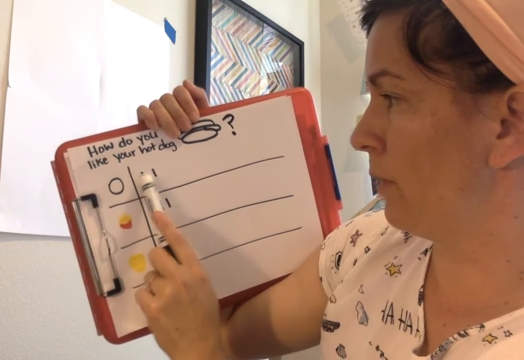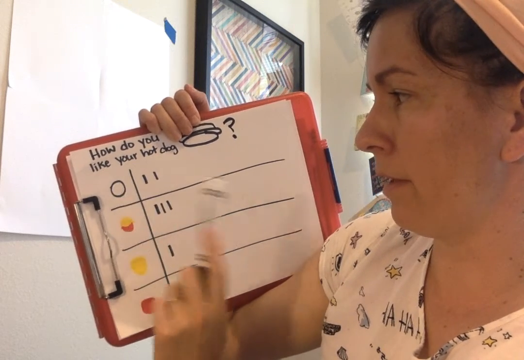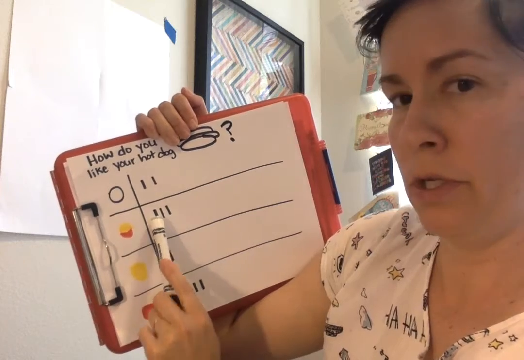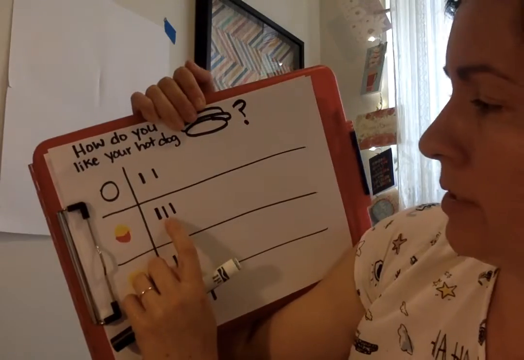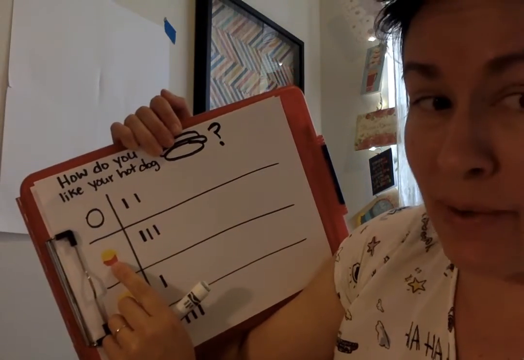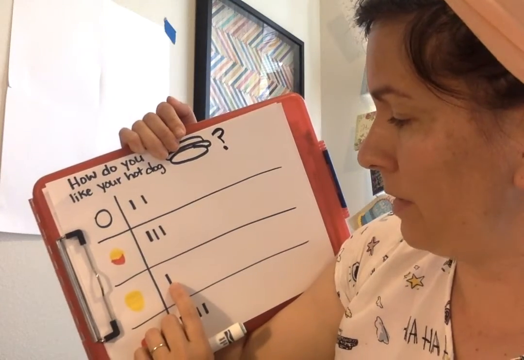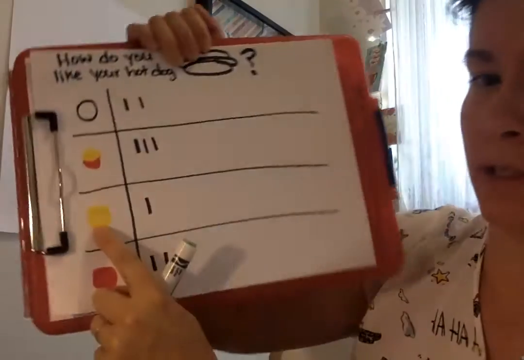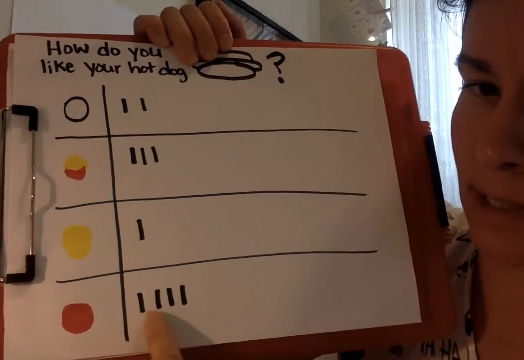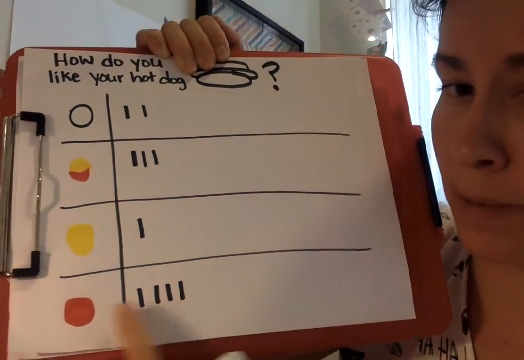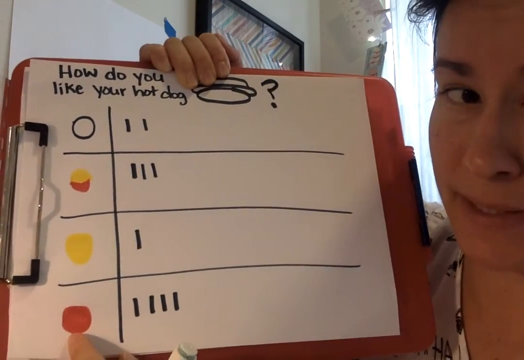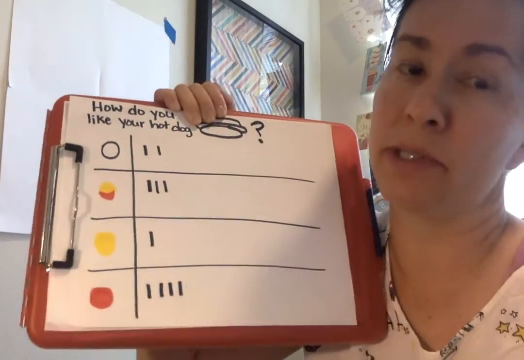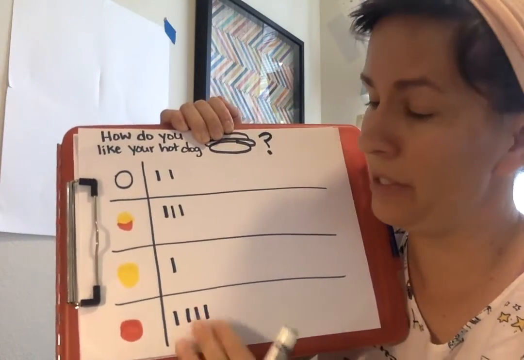So 1, 2 people like nothing on their hot dog. We'll use my finger. 1, 2, 3 people like both. 1 person likes just mustard. And then 1, 2, 3, 4 people like just ketchup. Now I just did 10 people. You could do 15, 20 people.